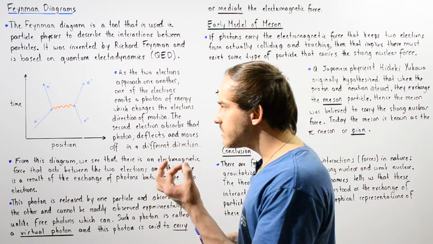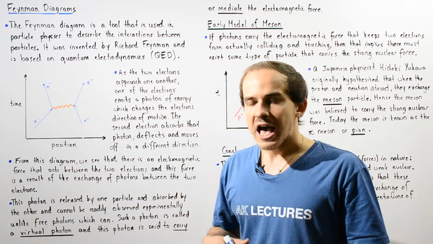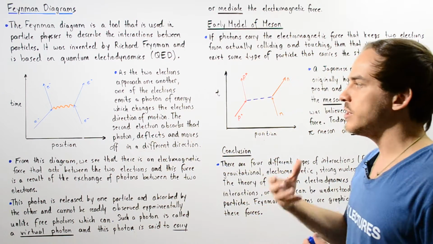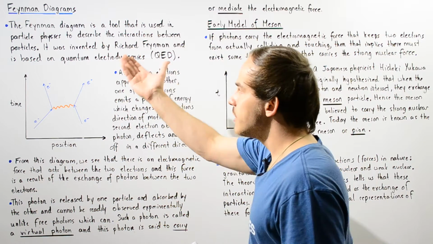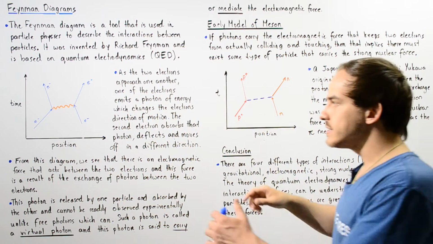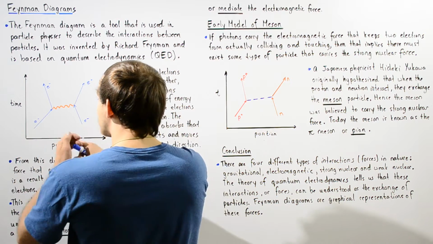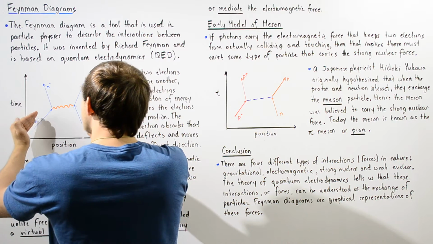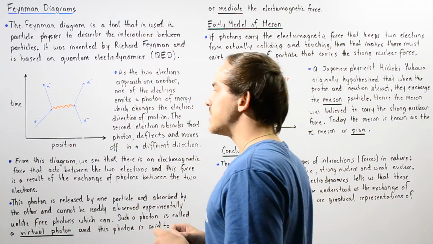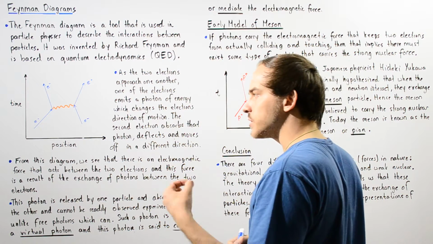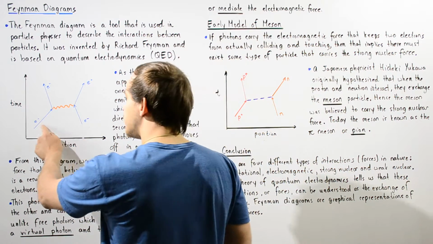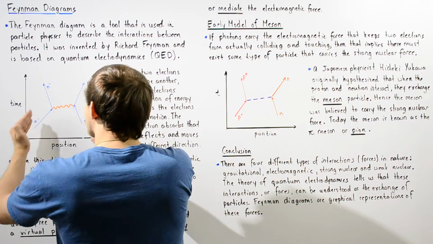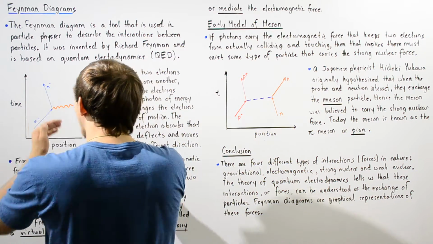So let's now take those same two electrons and let's try to diagram the interaction that takes place between those two electrons using the Feynman diagram. So basically, these are our two electrons, and as time progresses, these two electrons get closer to one another. On the Feynman diagram, the way that we represent a particle is by using a solid line as shown by these two arrows. So as time increases, they get closer to one another.